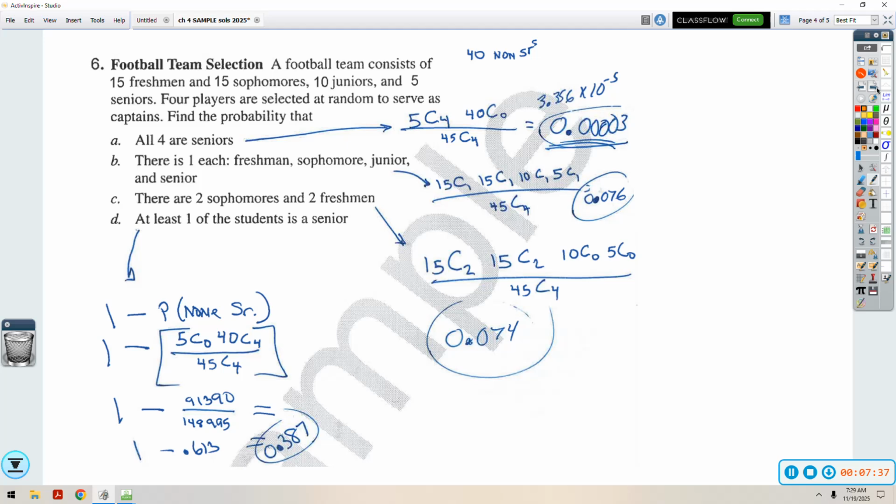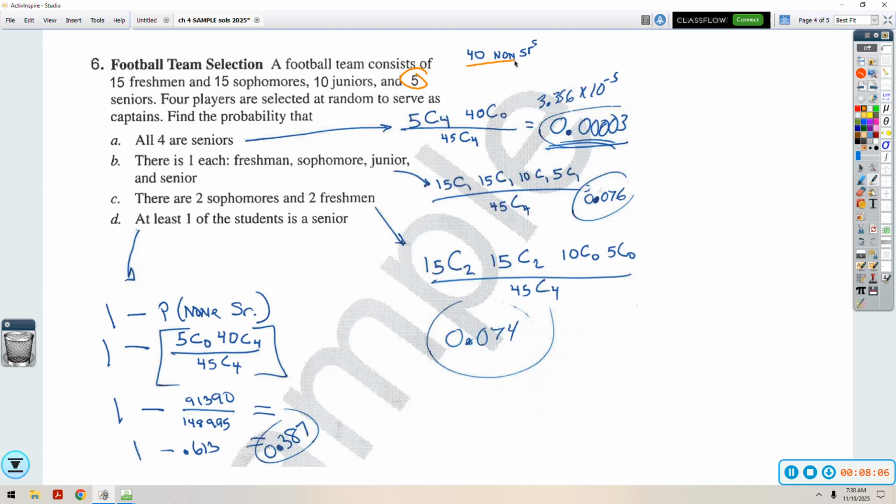The one with football team, seniors, sophomores, juniors, freshmen. The biggest thing I will tell you is that if this problem is talking about seniors or anything that's talking about seniors, it says we only have 5 seniors. Well, there's 45 people up there, 15, 15, 10, and 5. If there's 5 seniors, then there's 40 that are not seniors. Okay, keep that in mind.